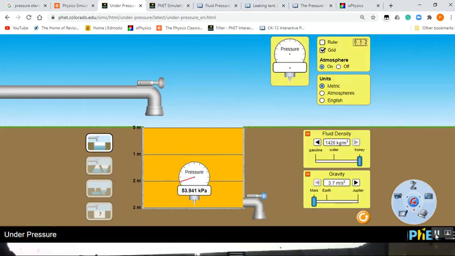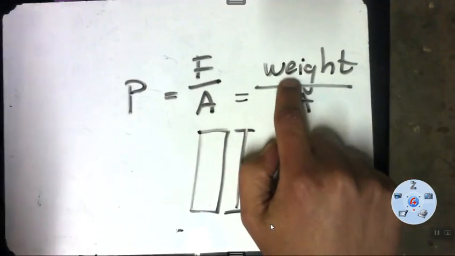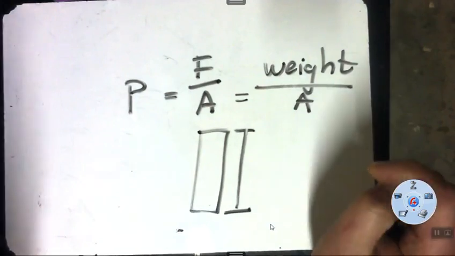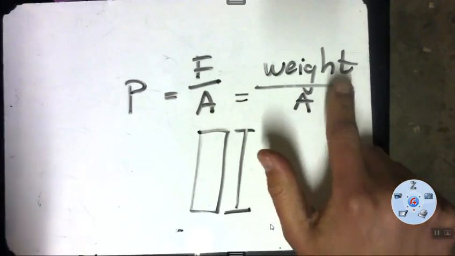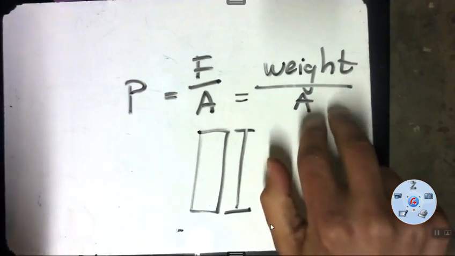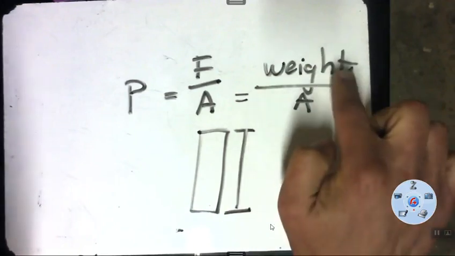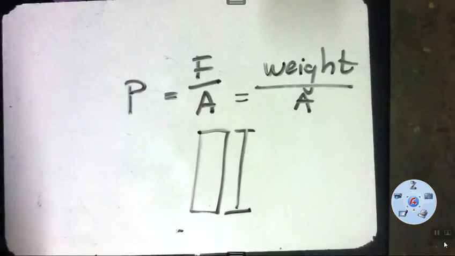And once again, why is that so? Because the weight is the force, or the mass times the gravitational acceleration. So the depth, the density, and the gravitational acceleration all influence the weight of the water above the object, which increases the pressure.